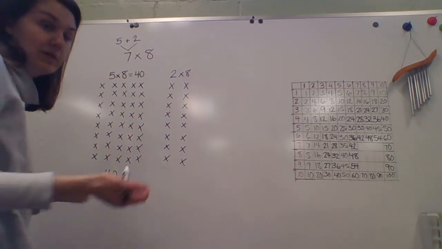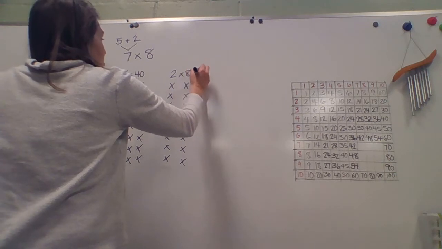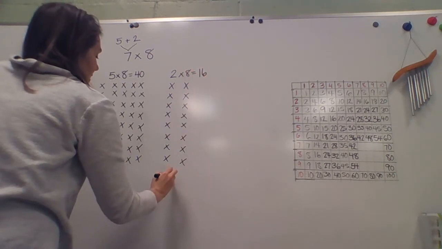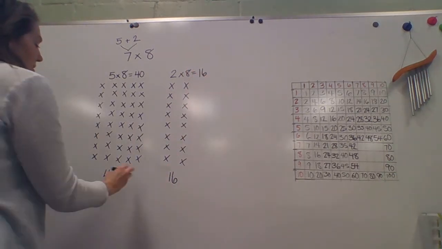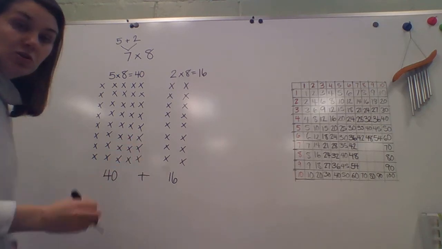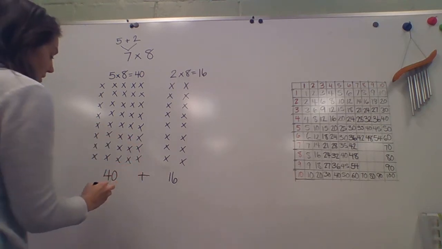8 plus 8 equals 16. We've got 2 times 8 equals 16. So we have 16 total x's. Now we're going to add our 2 products together to get our final answer.